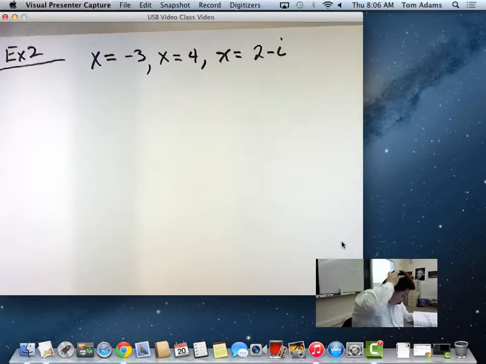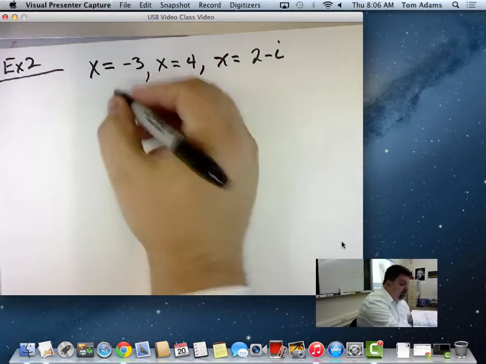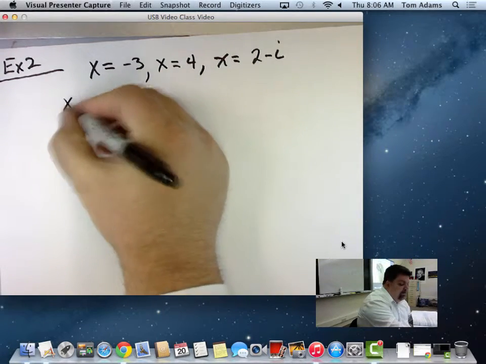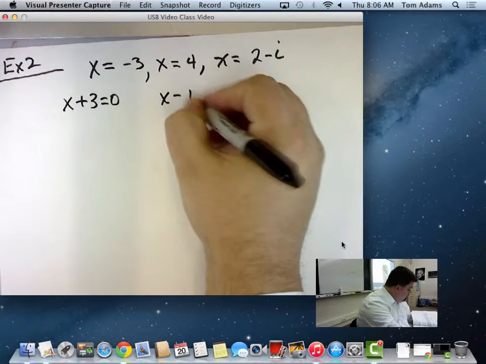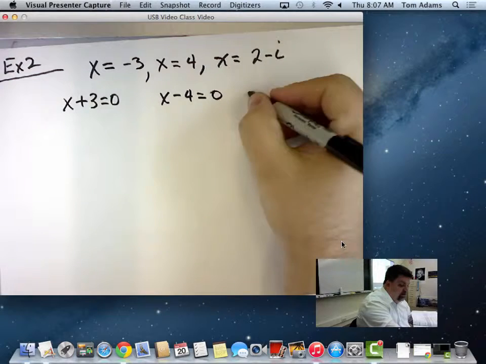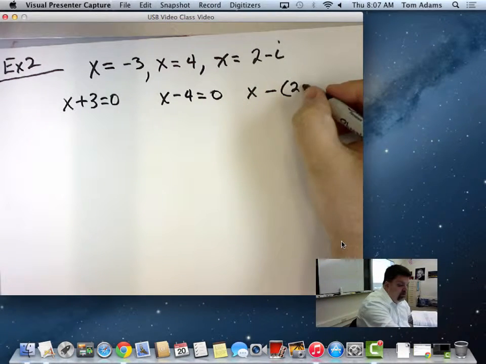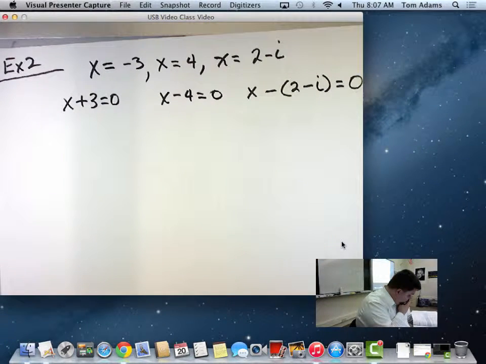Now, if we take all of those and set those equal to 0, what I do is I add the opposite to each side. In other words, x plus 3 should equal 0. x minus 4 should equal 0. And then x minus 2 minus i should equal 0. Okay? And so those must be factors.